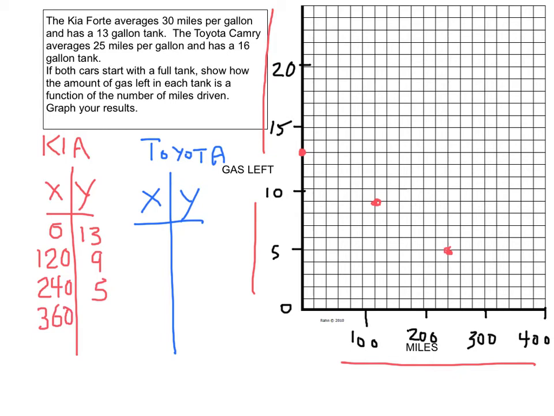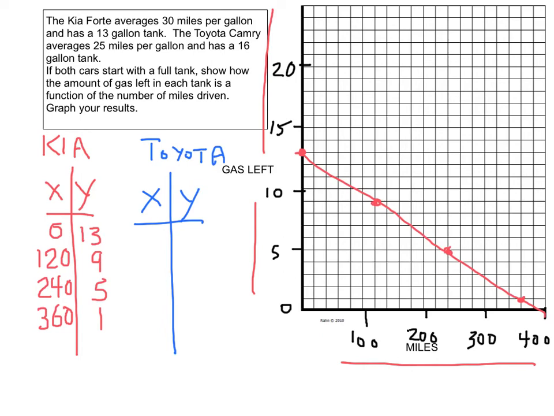And how many gallons would be remaining in the tank for the Kia? That's right, it'd be 1, because we used another 4. So 360, 1 is right there. There's the point. X equals 360, Y equals 1. All right, so that would be my graph, and I'll try to draw as straight as I can. That would be my graph for the Kia.